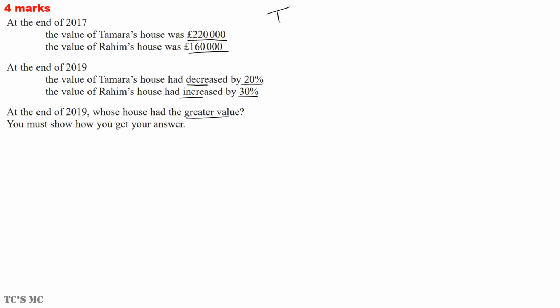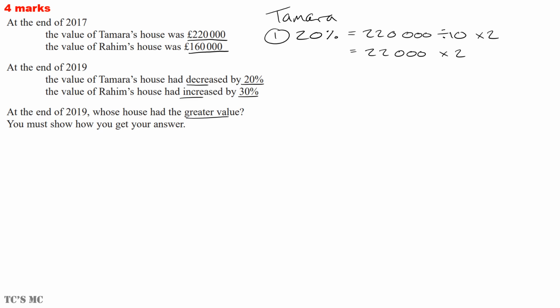I am going to start with Tamara. Step 1, we need to work out 20% of the 220,000. That is 220,000 divided by 10 for 10% and then multiplied by 2. We end up with 22,000 multiplied by 2, which gives us 44,000. Now we have 1 mark.